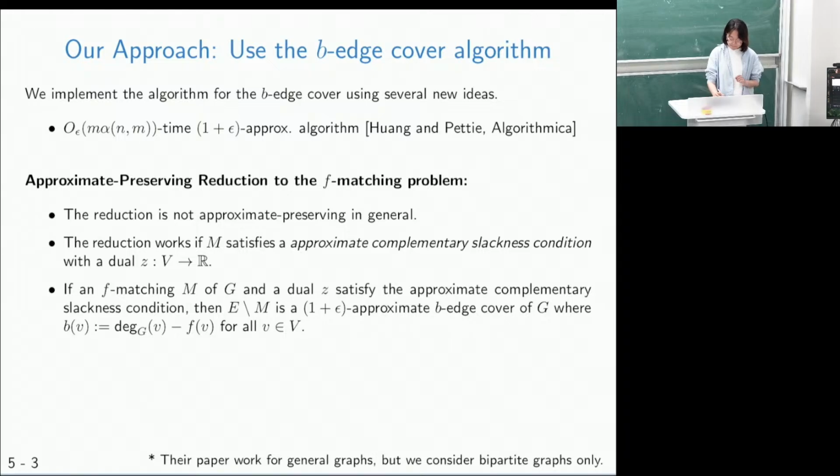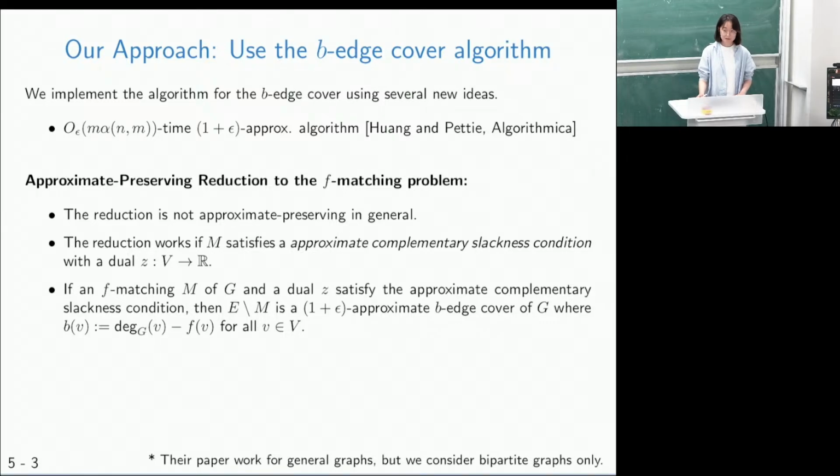That is, imagine that you have an F matching M, and you also have its corresponding dual. If M and this dual satisfy this approximate complementary slackness condition, then you can use this matching to obtain an approximate B edge cover.